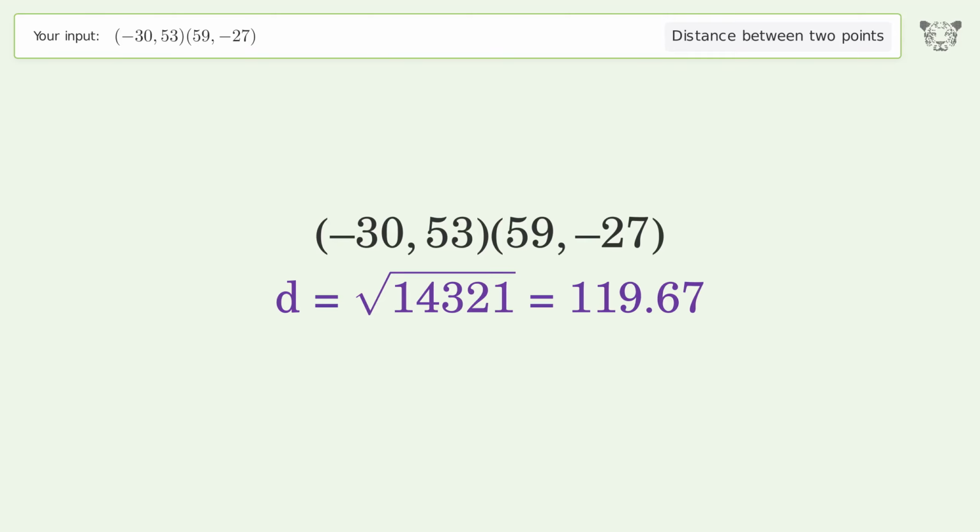The coordinates of point 1 are x1 equals -30 and y1 equals 53. The coordinates of point 2 are x2 equals 59 and y2 equals -27. D is the distance between the 2 points.